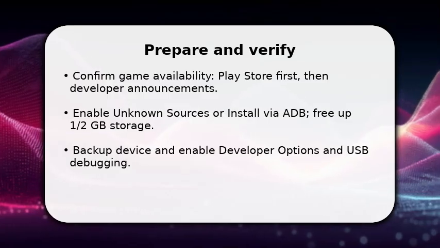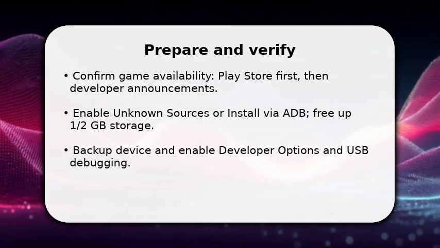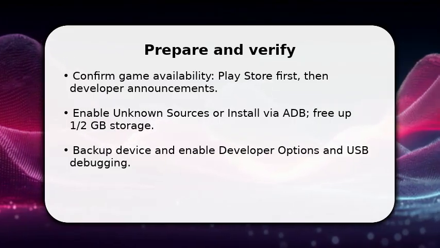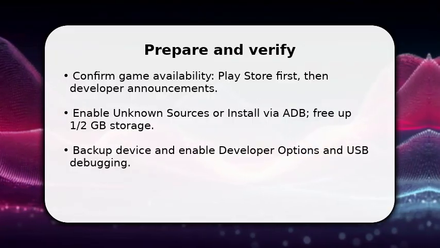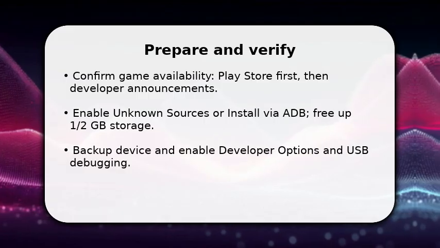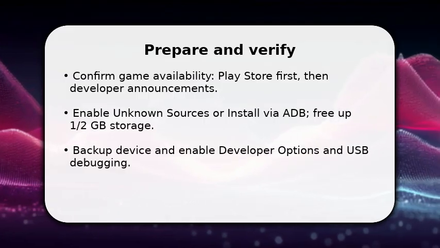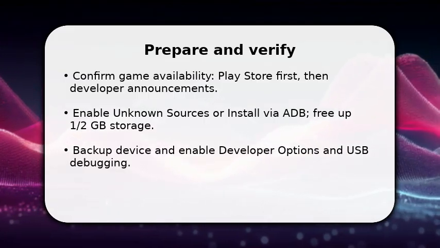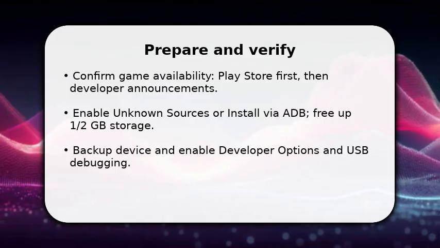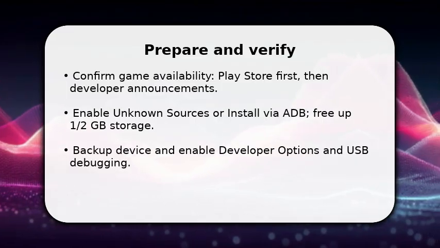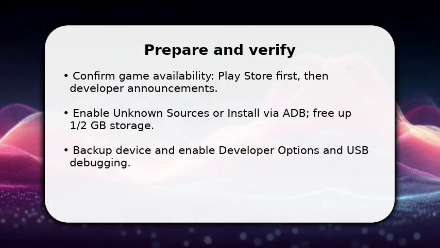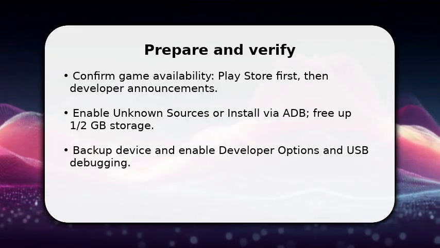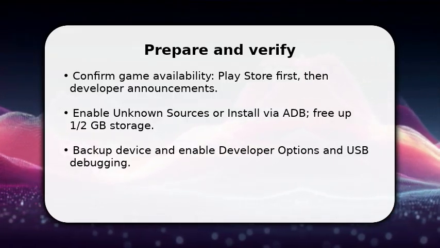You start by verifying whether the game already exists for Android. Check the Play Store and developer channels. Once done, prepare your phone, enable developer options and USB debugging, and allow installs from unknown sources if you will sideload. Make sure you have at least 1/2 GB free and a current backup in case you need to revert. These steps prevent data loss and let you install packages that aren't distributed through the Play Store.